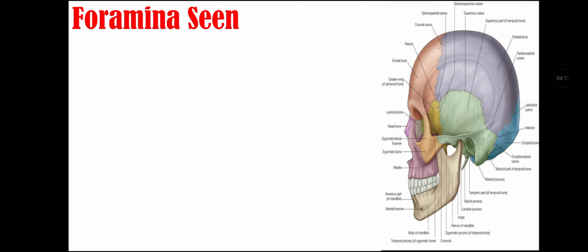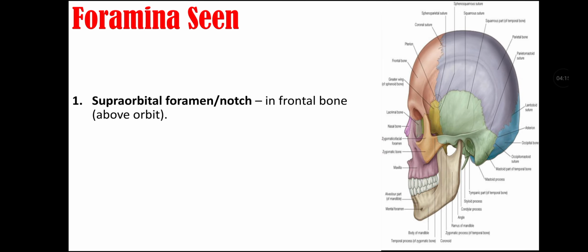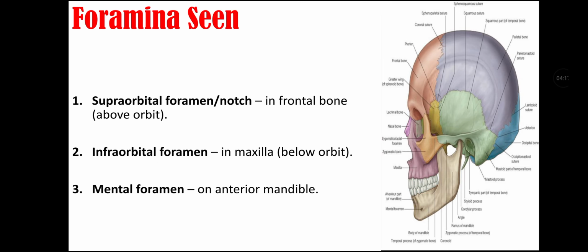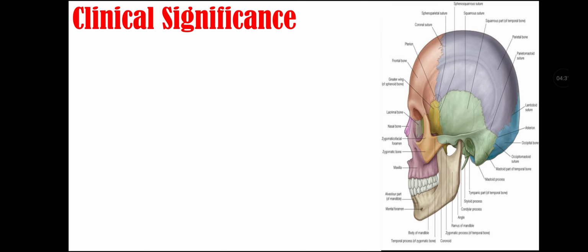Foramina seen from norma lateralis include supraorbital foramen, infraorbital foramen, and mental foramen. Supraorbital foramen is present in frontal bone above the orbit. Infraorbital foramen is present in maxilla below the orbits, and then there is mental foramen that is present on the anterior area of the mandible.